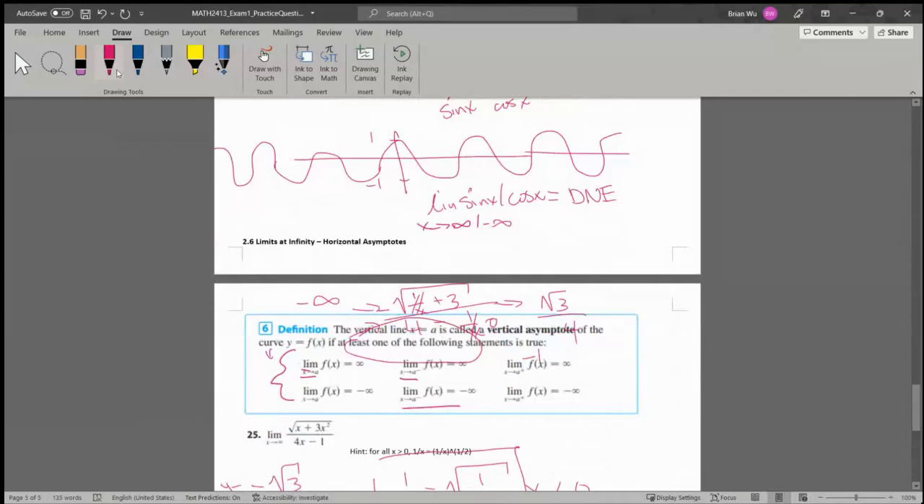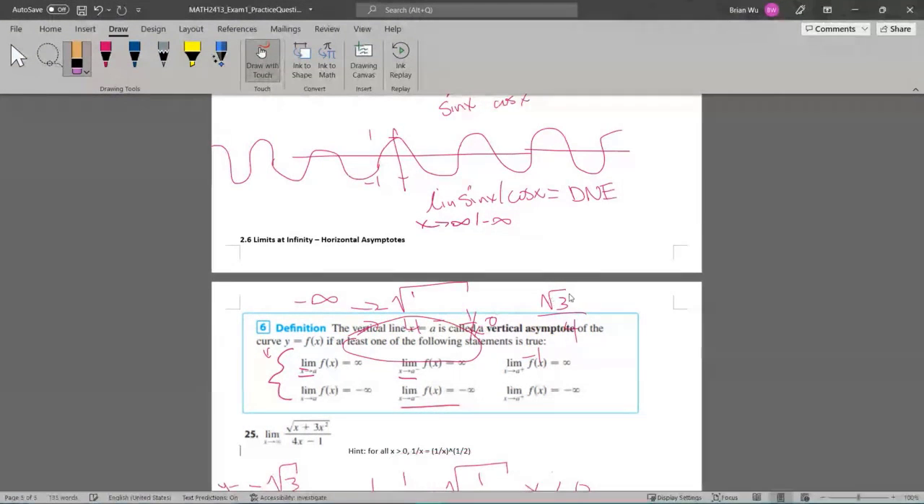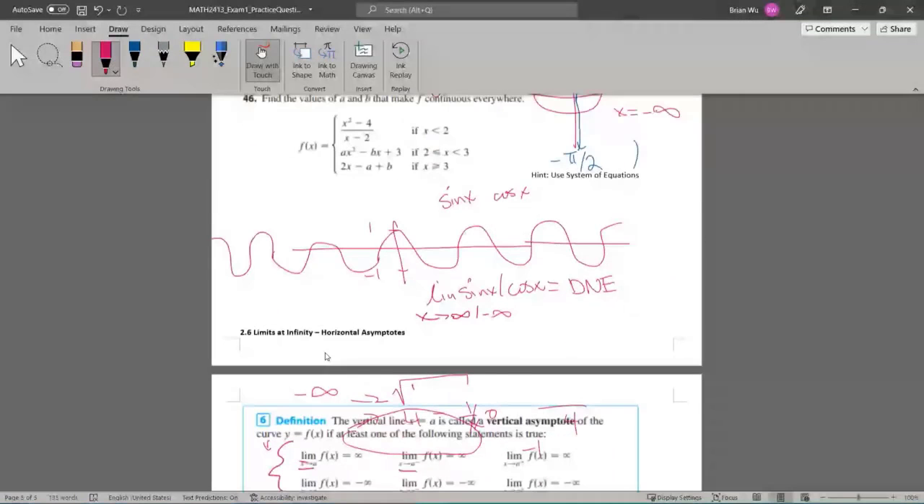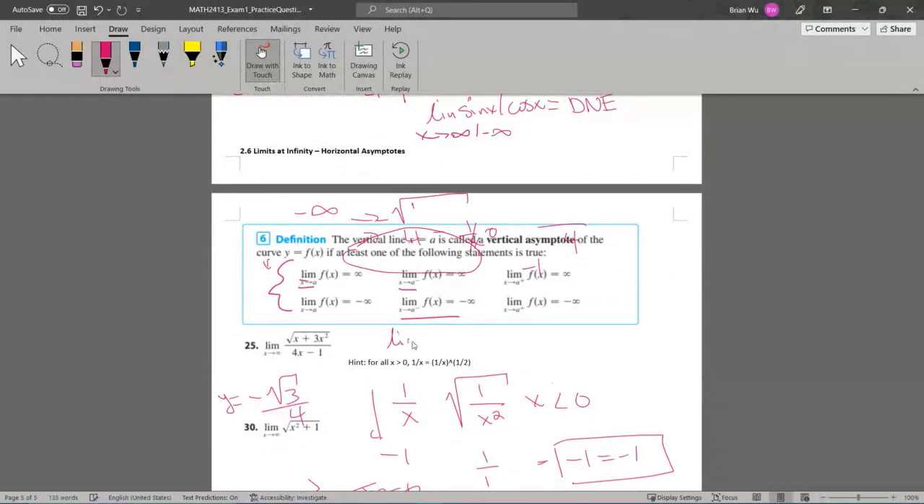I think for vertical asymptotes, the book definition says at least one. So I think for horizontal asymptotes, you need two. You need to check both the limit as x approaches infinity and the limit as x approaches negative infinity for horizontal asymptotes. But for vertical, I think the book says at least one.